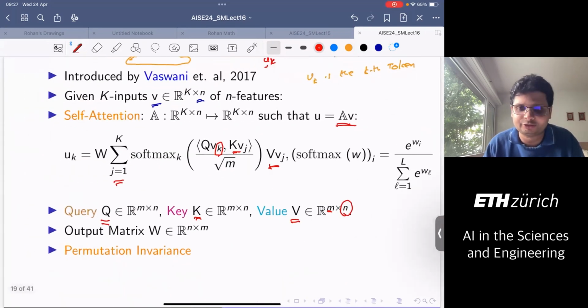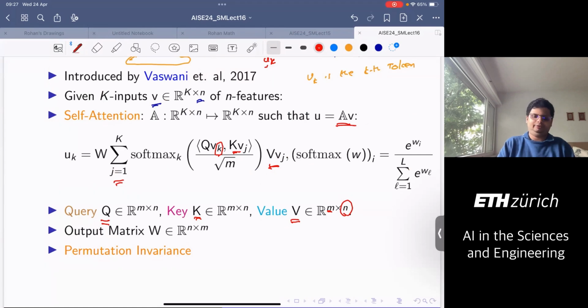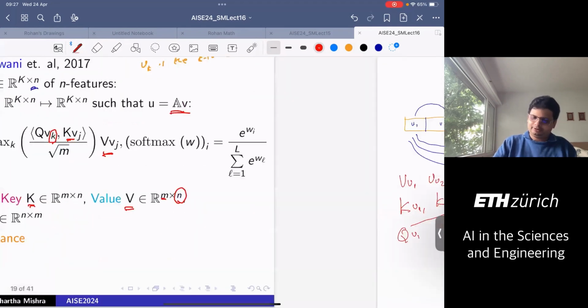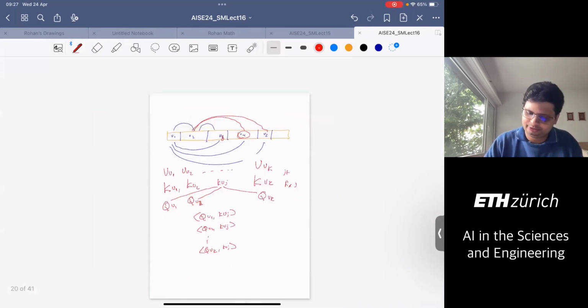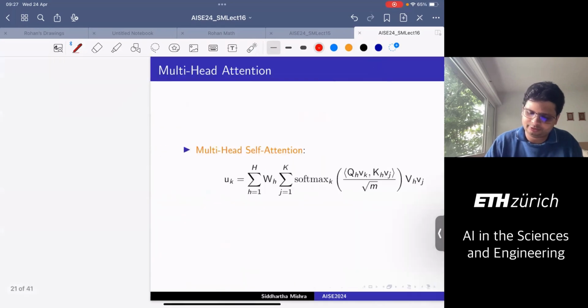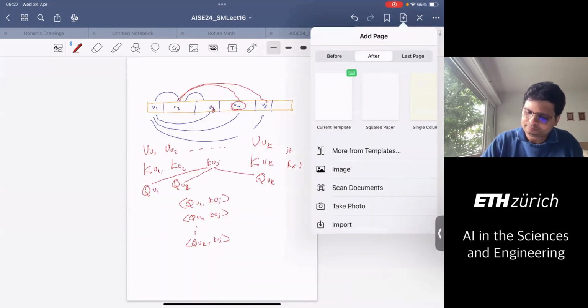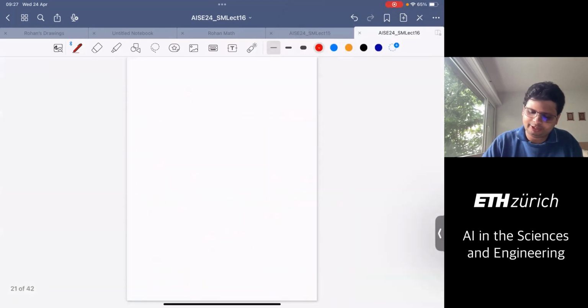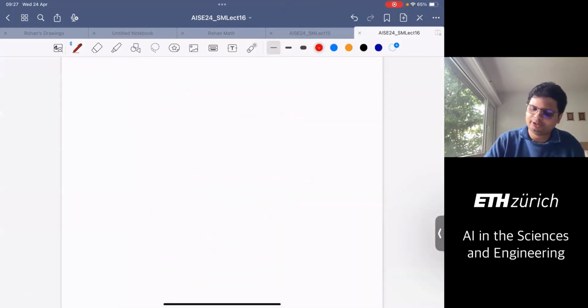All of you might have seen softmax. Softmax is a way in which I can convert a vector of arbitrary entries into a vector of probabilities simply by taking a weighted exponential. So in other words, what am I doing here? There are two loops, as I said. So perhaps I add another blank page.